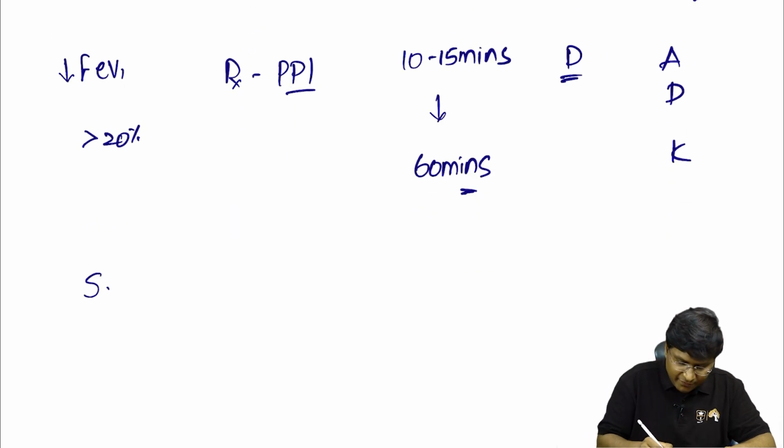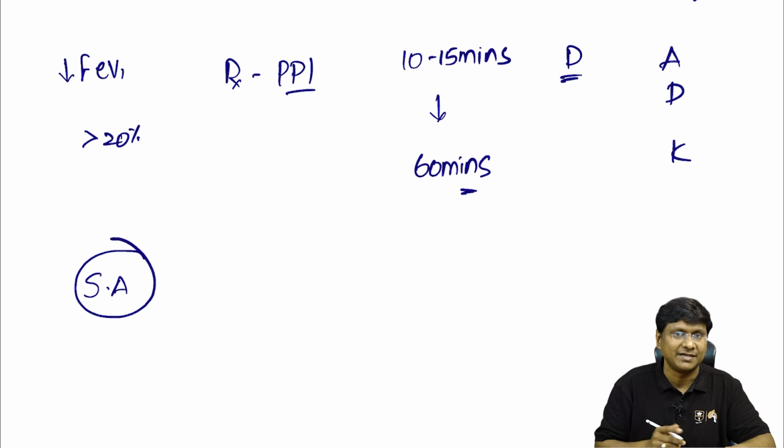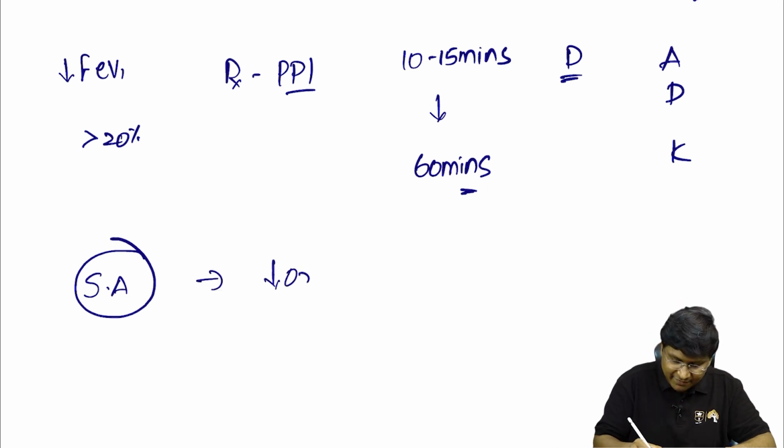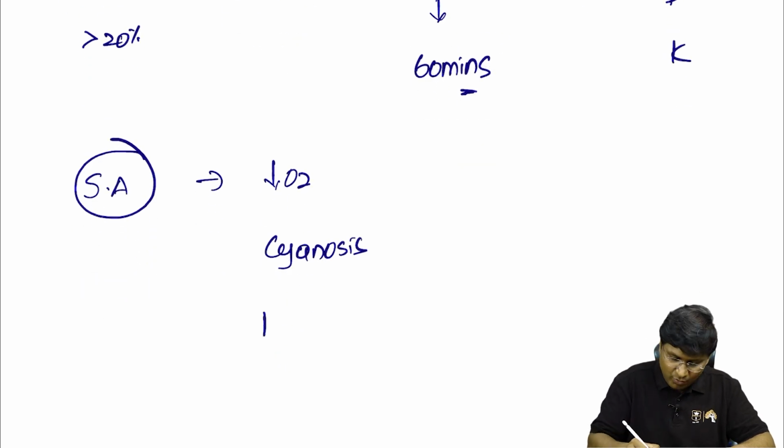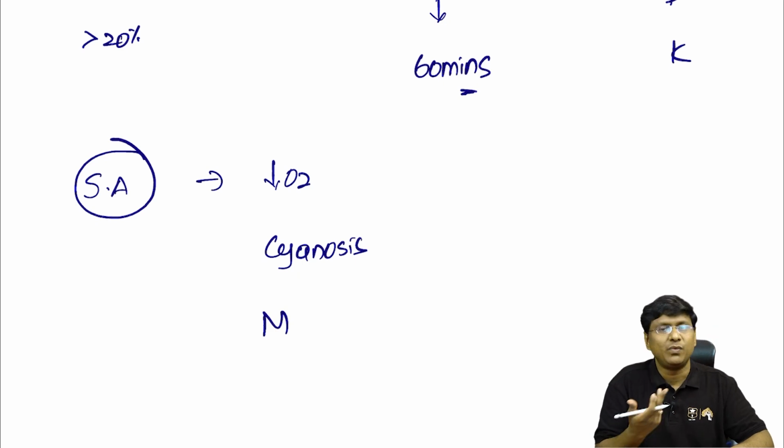And the severe form of asthma is status asthmaticus. Status asthmaticus is a medical emergency. These patients will have hypoxia, they will develop cyanosis, and they will not be able to speak, right? They will have what is called monosyllables. Why do they have monosyllables? They are not able to speak continuously because of the dyspnea.